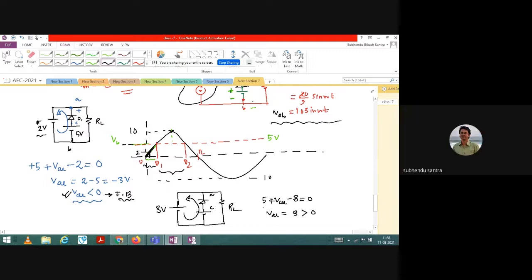Greater than 0. Yes. That means it is reverse biased.